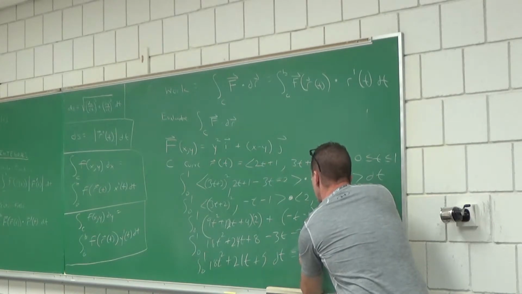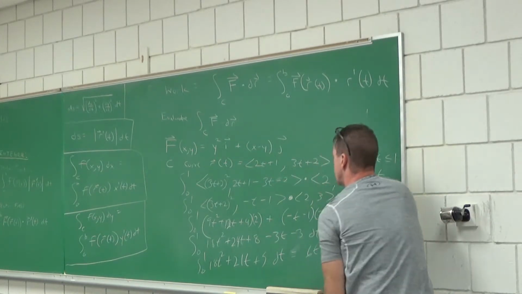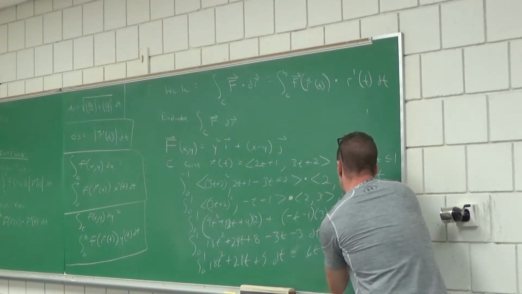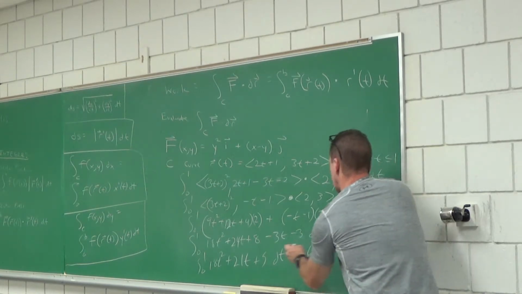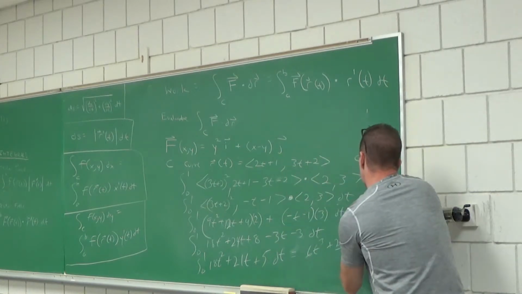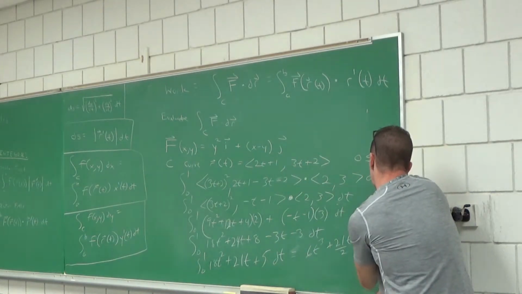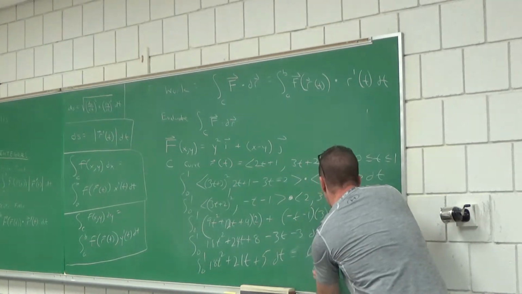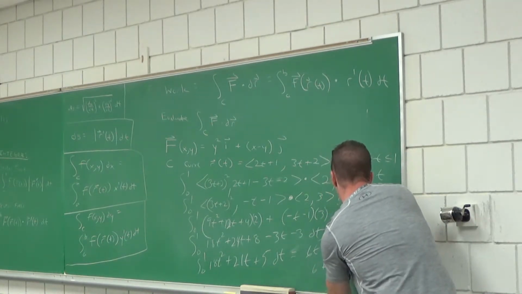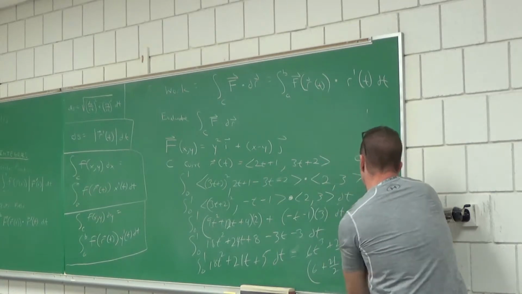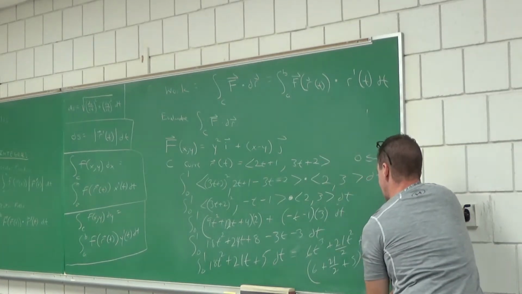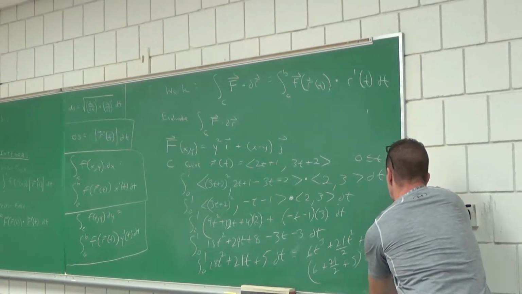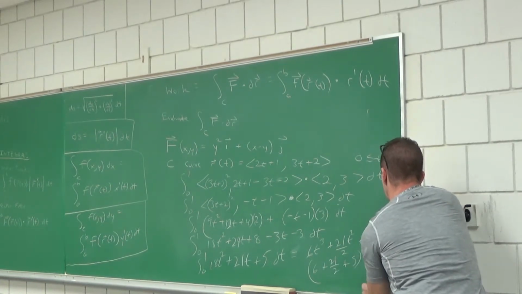18t cubed over 3 is 6t cubed, plus 21t squared over 2, plus 5t. And you go from 0 to 1, I get 6 plus 21 over 2 plus 5. All right, what's 11 plus 10.5? Is that 21.5?